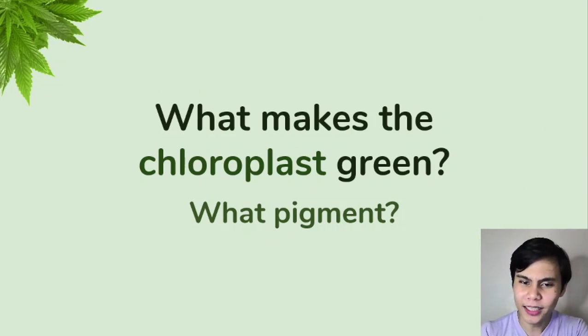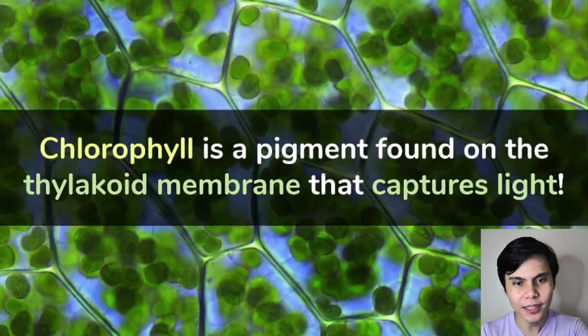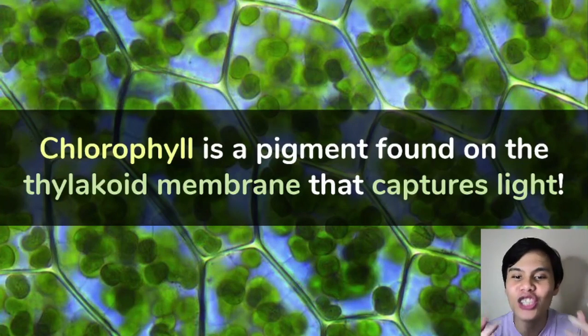So what makes the chloroplast green? What is this pigment that makes them green? It's chlorophyll. It's a pigment in the thylakoid membrane, the skin of those flattened sacs that captures the light.